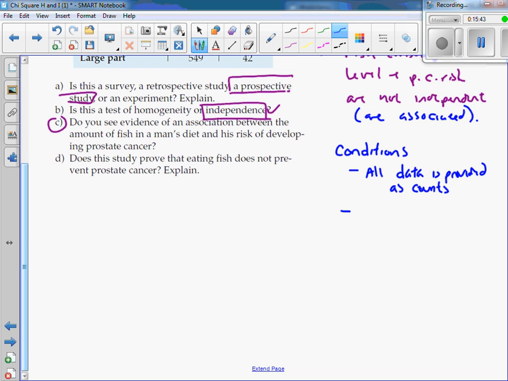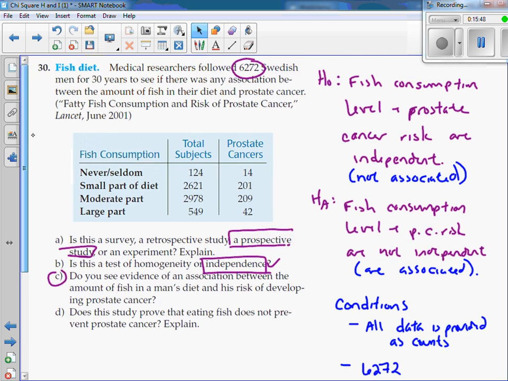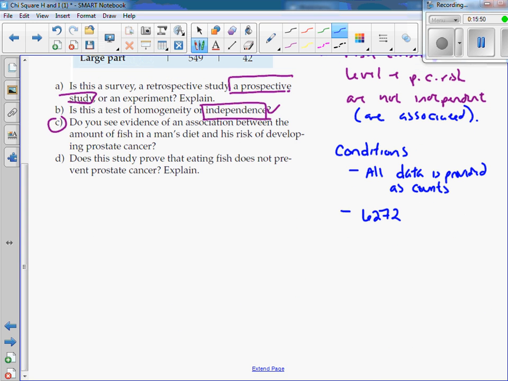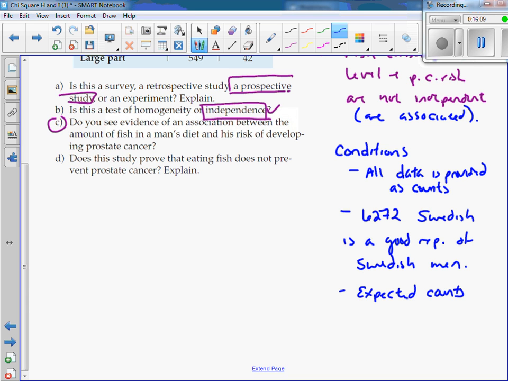And the 6,272, is that what the number was? I don't think I made that up. Yeah. Swedish men is a good representation of, we're going to go with Swedish men because they didn't survey or study anyone else. And then we want all of our expected counts to be greater than 5. Now, we'll look at those in a second. Take my word for it right now that they're all greater than 5.